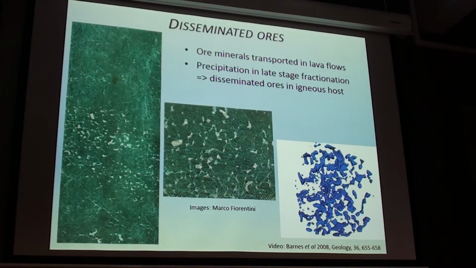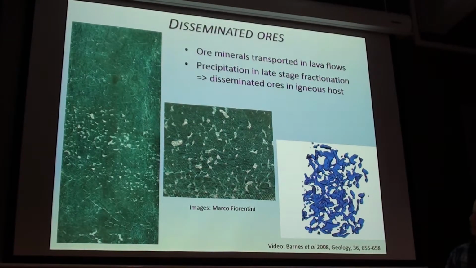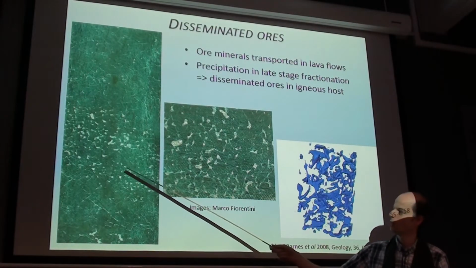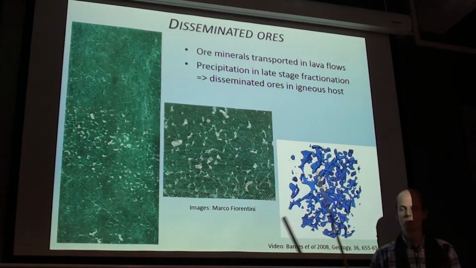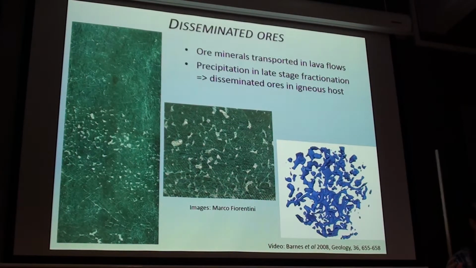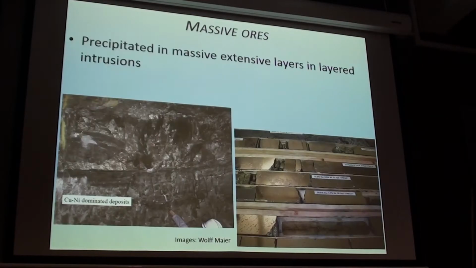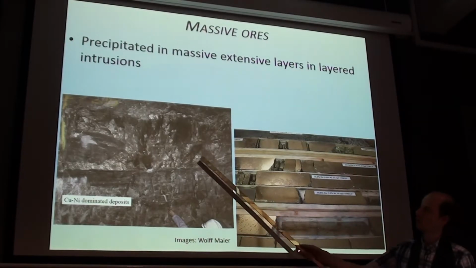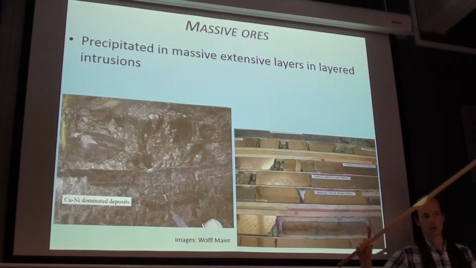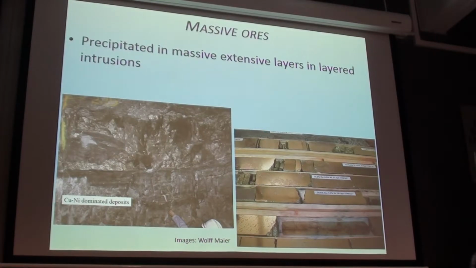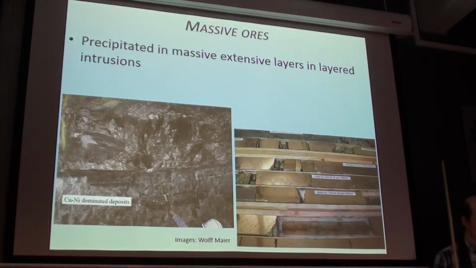With disseminated ores again, the sulfide in this case just occurs scattered throughout a matrix of silicate minerals, or massive ores, where we've got these horizons of basically just oxides or sulfides.